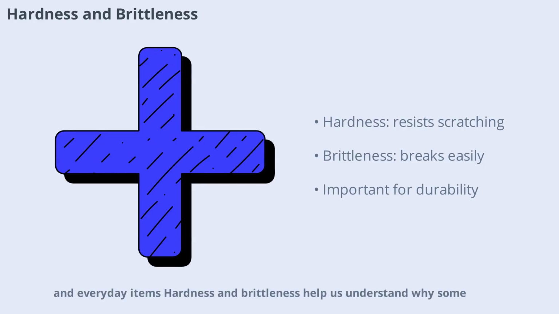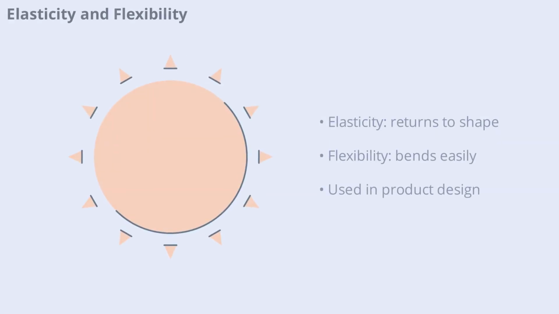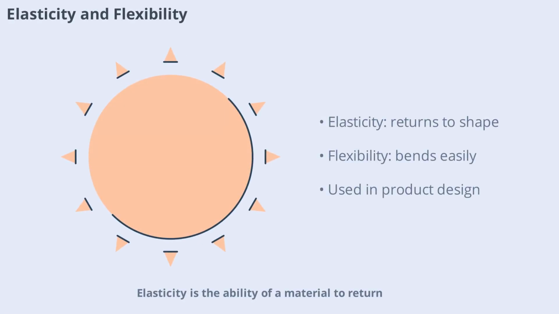Hardness and brittleness help us understand why some things last longer or break more easily than others. Elasticity is the ability of a material to return to its original shape after being stretched or compressed. Rubber bands are a classic example. They stretch and snap back. Flexibility is the ability to bend without breaking, like a plastic straw.